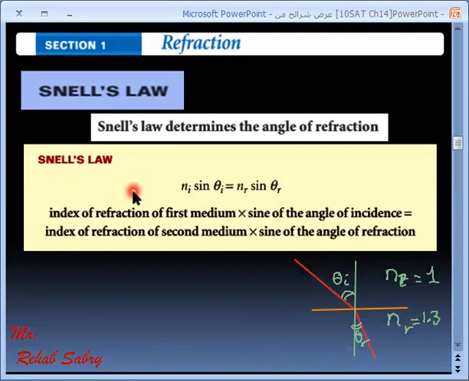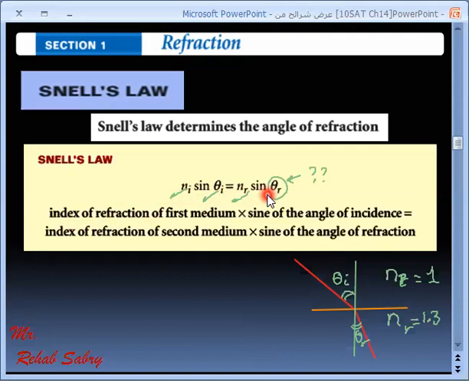Now, we can determine the angle of refraction from this formula. We know Ni, it will be given, and we know the angle of incidence, and we know NR, the refractive index of the second medium. Then we can get the angle of refraction. So Ni is the refractive index of the first medium, sine theta I is the angle of incidence, NR is the refractive index of the second medium, and theta R is the angle of refraction.